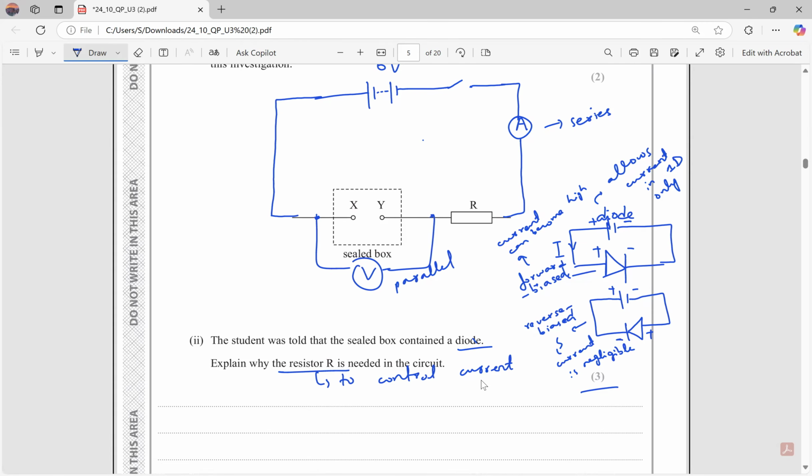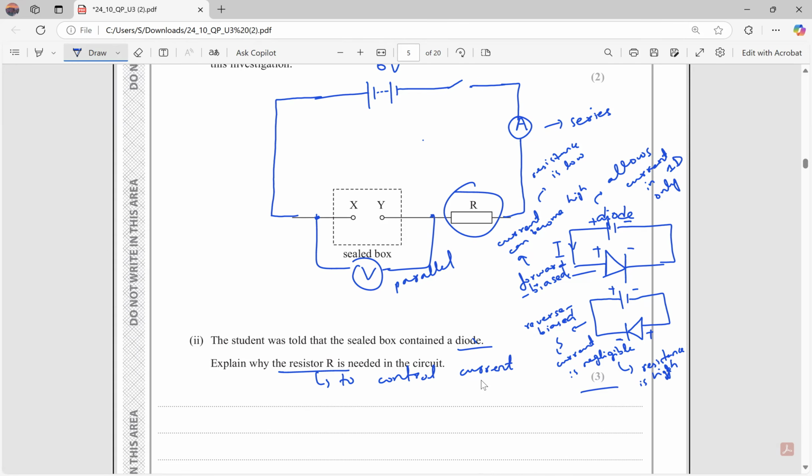What does that tell you about the resistance? If the current is small, that means the resistance is high. That's why the current is small. So in the reverse biased case, the resistance is high. That's why the current is negligible. In the forward biased case, the resistance is low. That's why the current is high. And when I'm talking about the resistance, I'm not talking about this one. I'm talking about the diode's resistance.